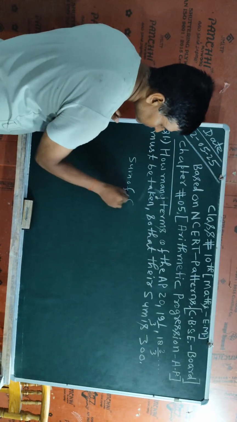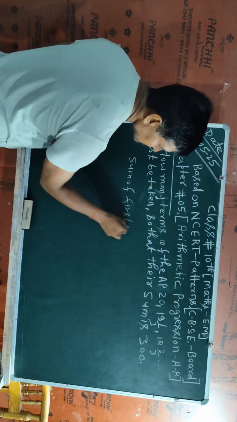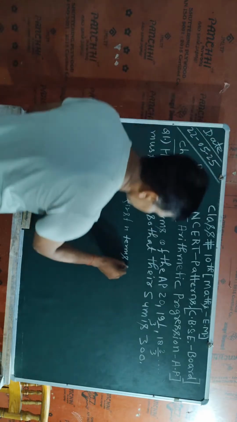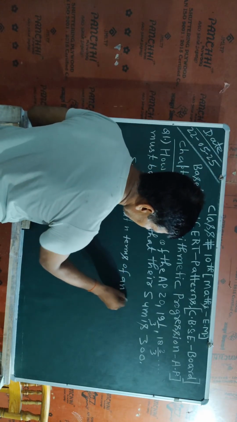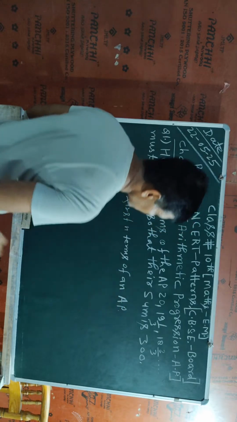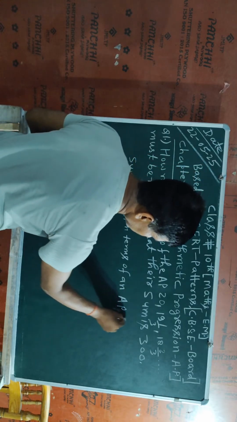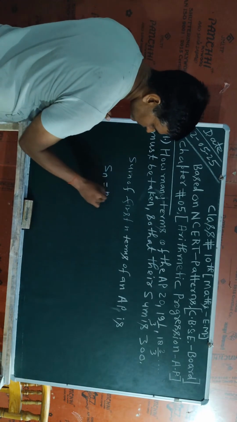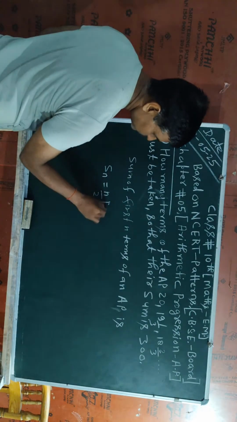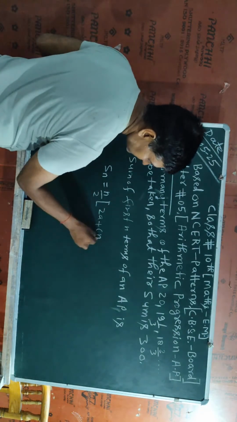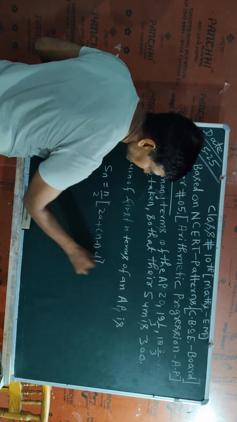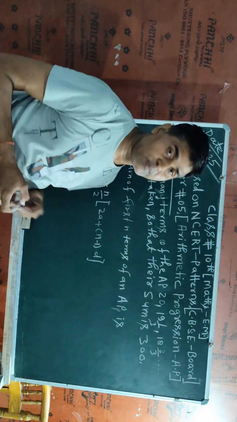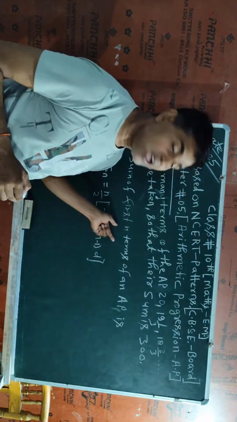of first n terms of an arithmetic progression. A stands for arithmetic and P stands for progression. For the arithmetic progression, I will say that Sn is equal to n divided by 2, in the bracket I have to write 2a plus (n minus 1) into d, where a is the first term of an arithmetic progression and d is the common difference and n is the number of terms available in the arithmetic progression.